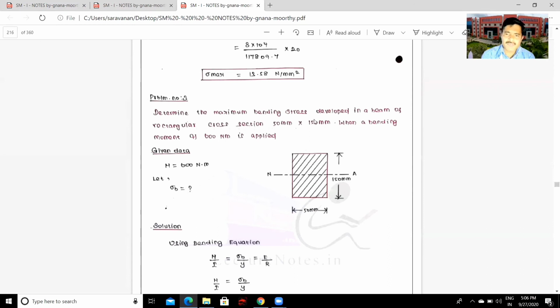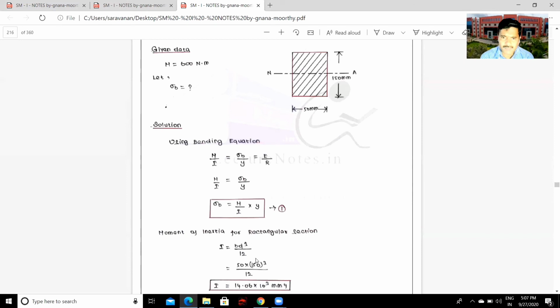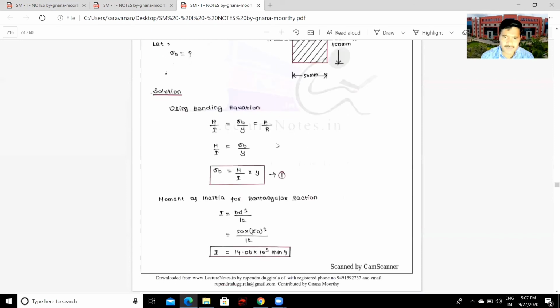Determine the maximum bending stress developed in a beam of rectangular cross section 50 mm by 150 mm when a bending moment of 600 Newton meter is applied. So bending moment given 600 Newton meter, they have asked you to find the maximum bending stress sigma b. So bending equation, M by I equal to sigma b by y equal to E by R. So sigma b equal to M by I into y.